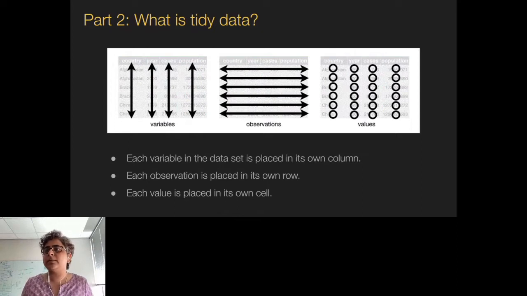For example, here, each variable, country, year, population, each of these variables have their own columns, and then you have multiple observations. And what is in each cell, as you would call it in Excel, that's the value. So that's what is the observation for this variable country, that's your value. So this is already a tidy data set that we are looking at, and this is what we want to bring data sets into.